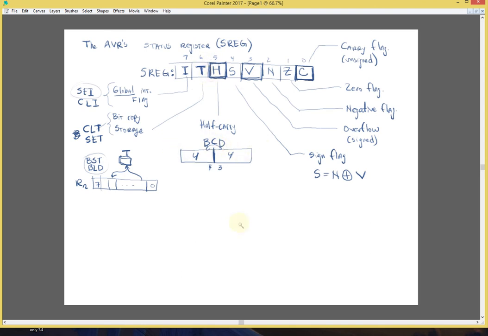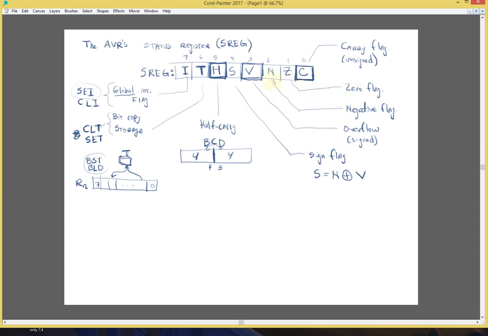Okay, let me skip the sign flag for a minute and let's move on to the easy ones. I want to tackle the easy ones first. Zero flag should be obvious. Whenever you have an arithmetic operation whose result is 0, then the 0 flag will be set to 1.